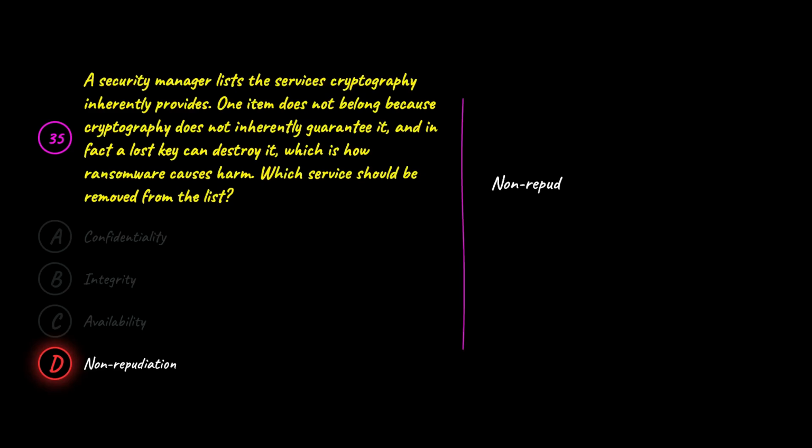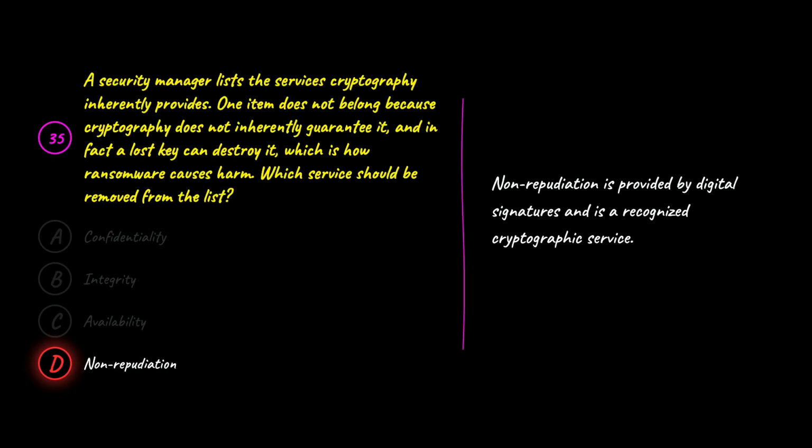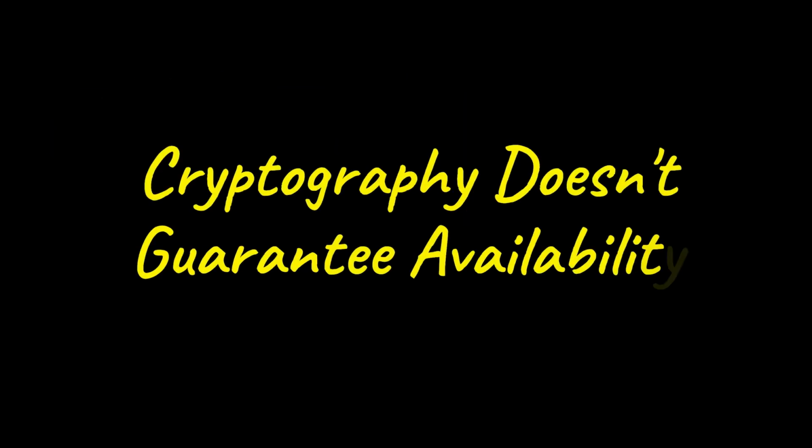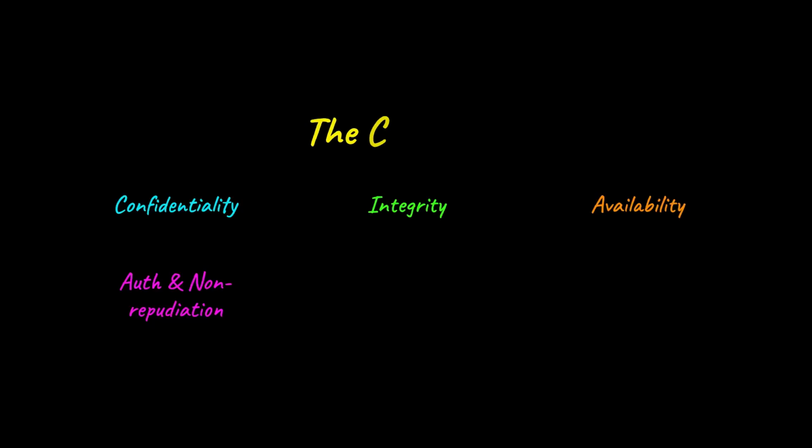D is wrong because non-repudiation is provided by digital signatures and is a recognized cryptographic service. It belongs on the list. A common mistake is assuming cryptography provides availability, the assurance that data is accessible when needed. It doesn't, and understanding why reveals something important about the limits of encryption.